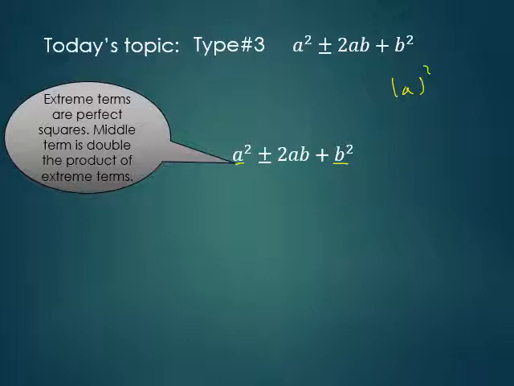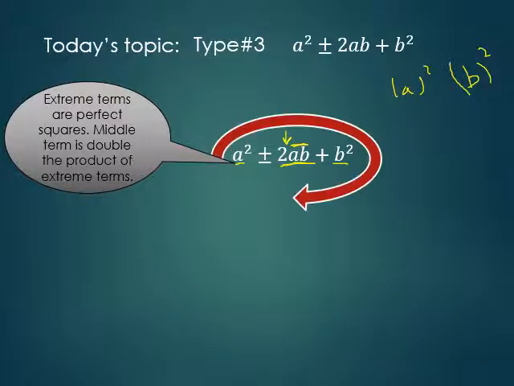and b square can be written as b whole square. So these are two perfect squares. And notice here the middle term, that is 2ab, it is double the product of extreme terms. That is, double the product means 2 times the first term and the last term.